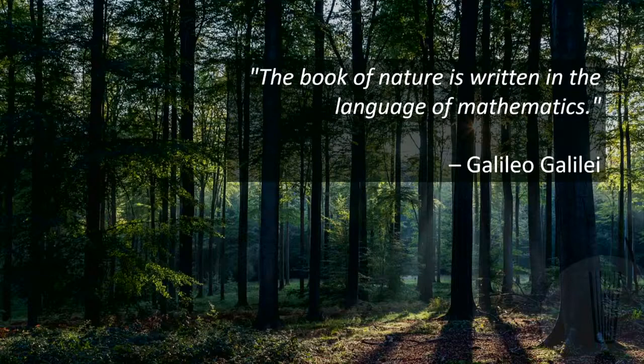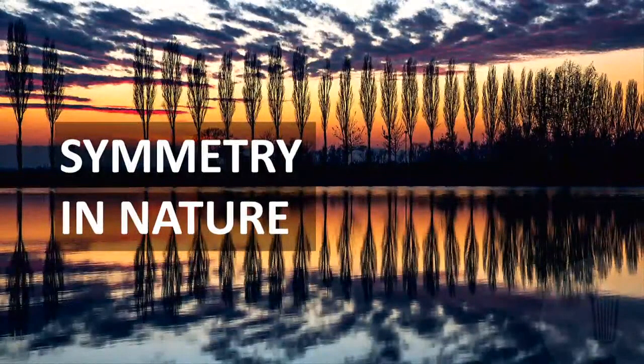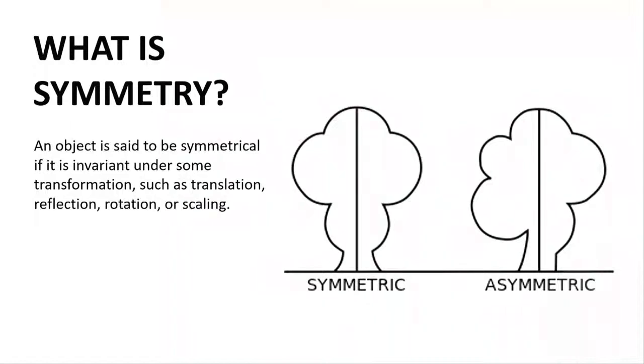We're going to go into a variety of different topics, starting basic with some stuff that I think we're probably all familiar with, like symmetry. So, symmetry in nature. What is symmetry? Well, an object is said to be symmetrical if it is invariant, meaning unchanging, under some transformation: translation, reflection, rotation, or scaling.